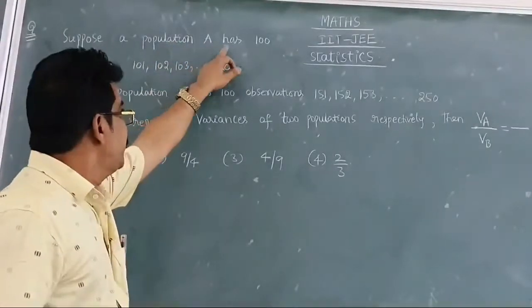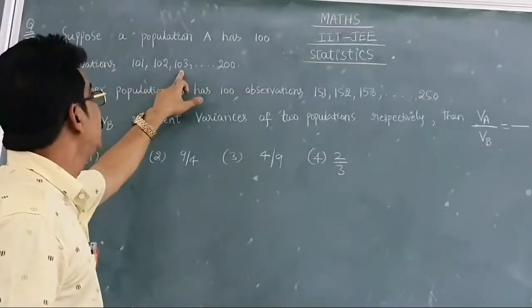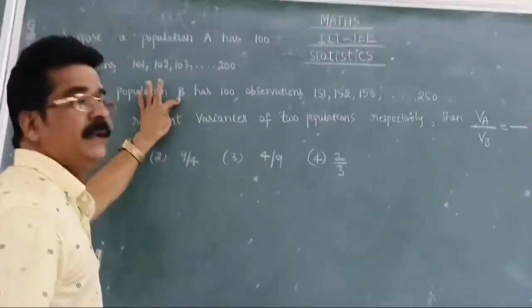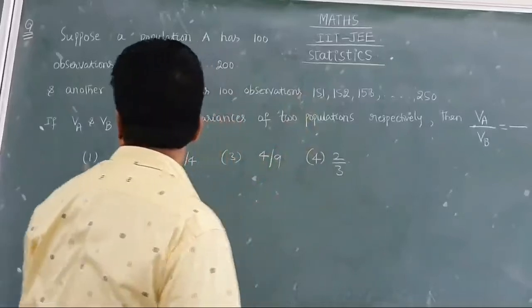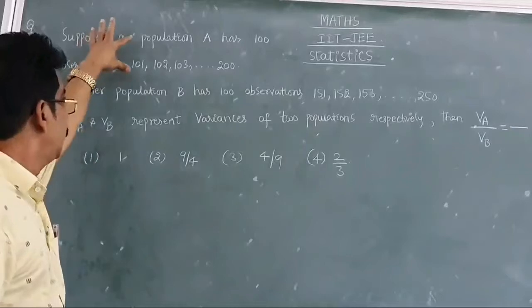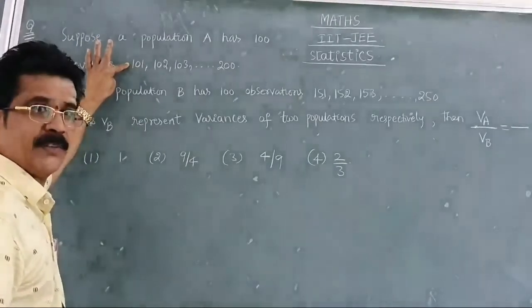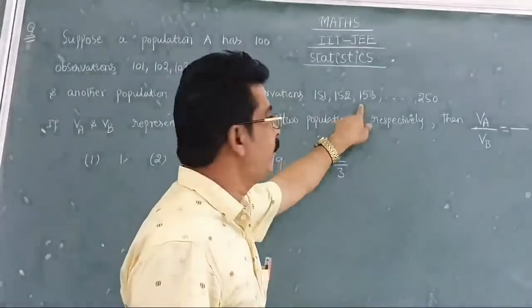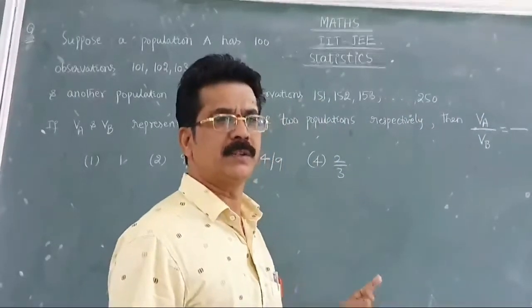Suppose a population A has 100 observations: 101, 102, 103 and so on to 200. Next, another population B, another data, 100 observations will be like that. If VA means variance of the population A, and VB variance of this population B, then find the value of VA divided by VB. This is the question. Right.